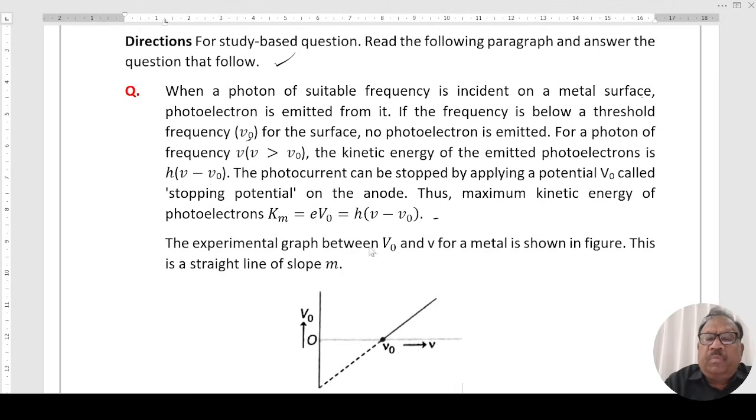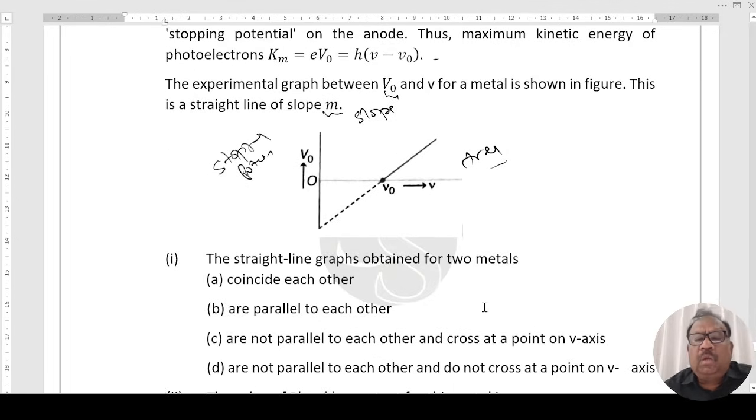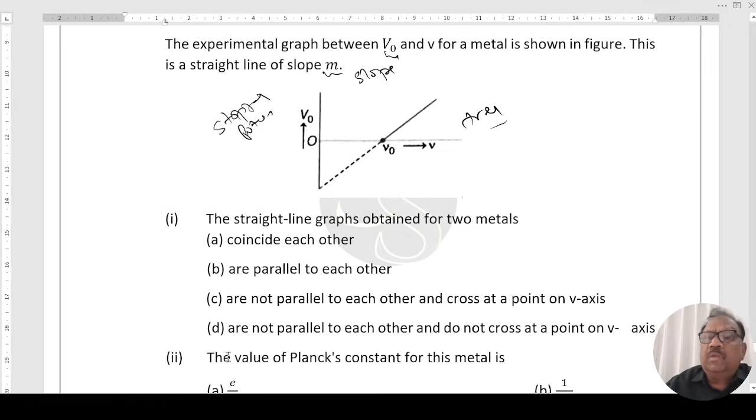The experiment graph is between stopping potential, this is the stopping potential, and this is the frequency on the x-axis. The slope of the line is m. This is the slope of the line. We have to give the answer. The straight line graph is obtained for two metals. We have to pick one of the correct answers.